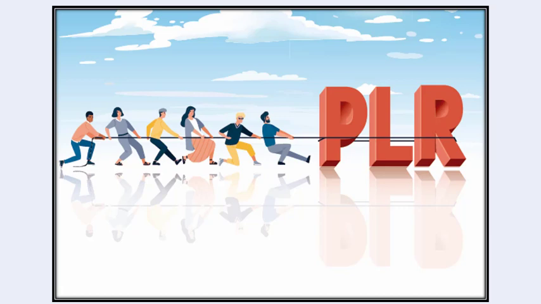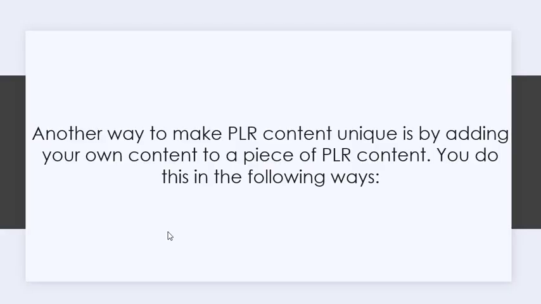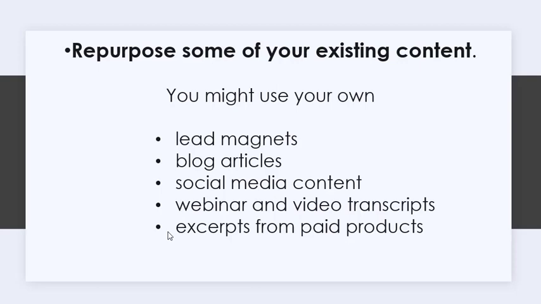Next up, adding to PLR. Another way to make PLR content unique is by adding your own content to a piece of PLR content. So you do this in the following ways. First, repurpose some of your existing content. So you might use your own lead magnets, blog articles, social media content, webinar and video transcripts, and even excerpts from paid products. For example, if you are creating a course, you might pull content from a set of blog posts.